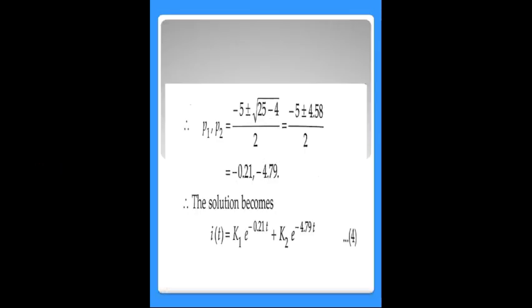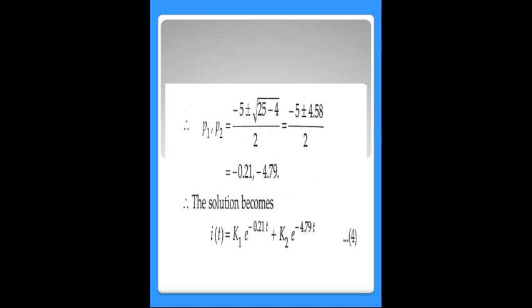So the value of current I(t) is 4.37 e to the power minus 0.21 t minus 4.37 e to the power minus 4.79 t ampere. Now the roots P1, P2 of the characteristic equation are minus 5 plus minus under root 25 minus 4, upon 2. So one root is minus 0.21 and the second is minus 4.79.